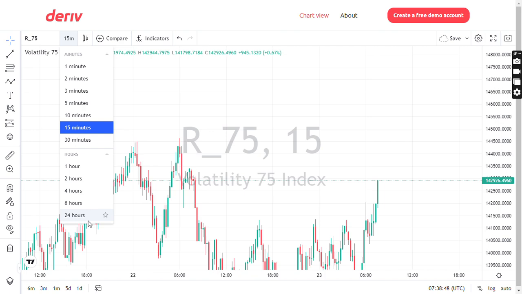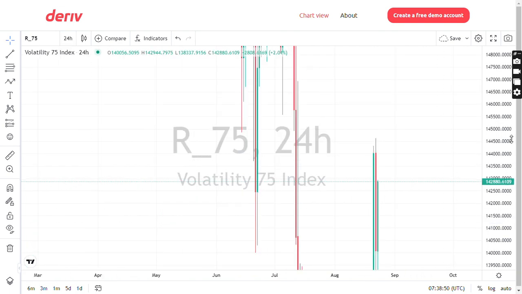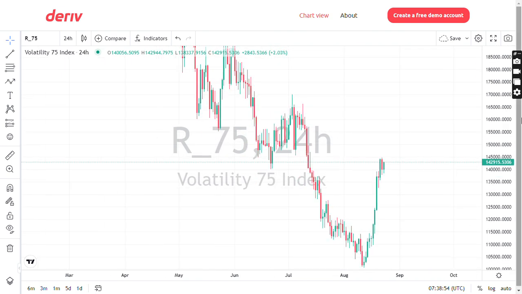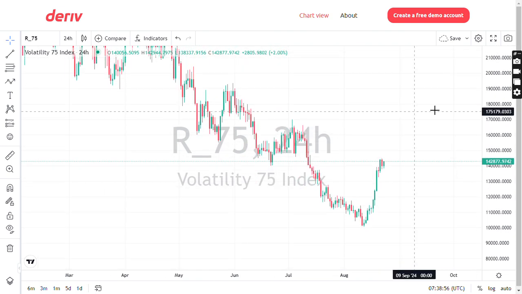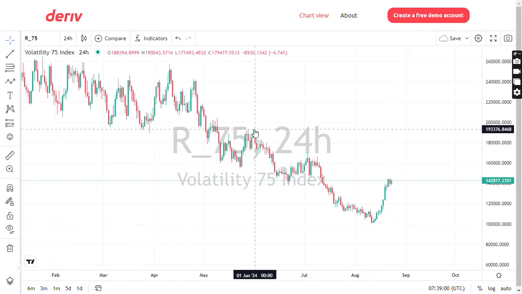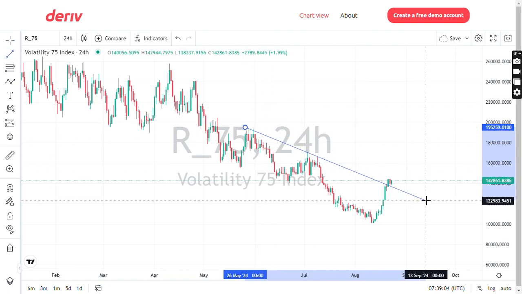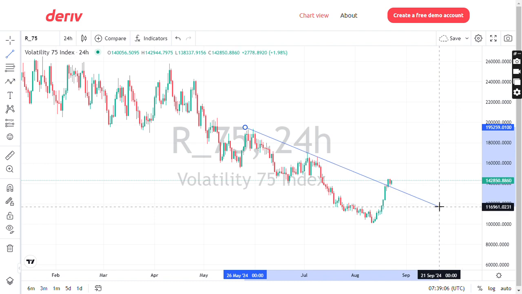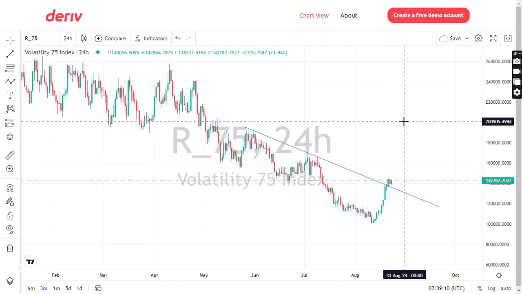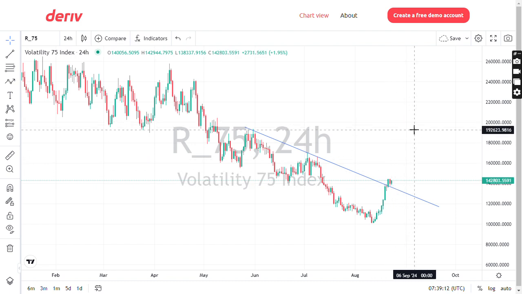Jump into the 24-hour time frame, and then on the 24-hour, we notice that okay, we had a downtrend that has been broken, hence why we have been so bullish. Right? Boom. We just tapped over here. We're expecting a lot of bullish momentum all the way up here.